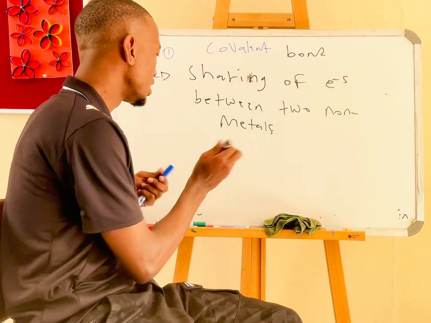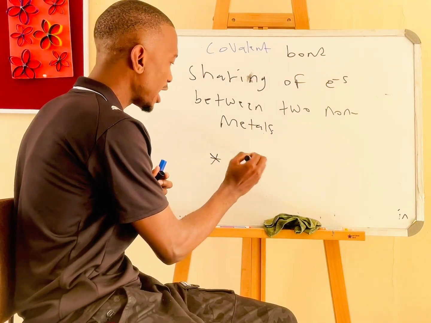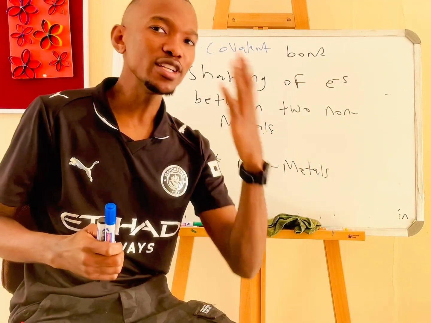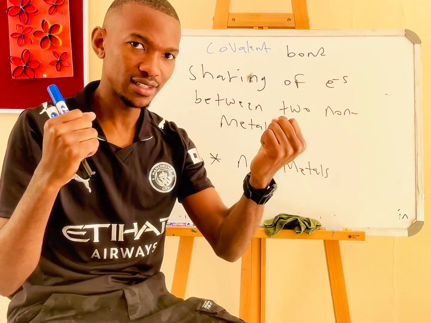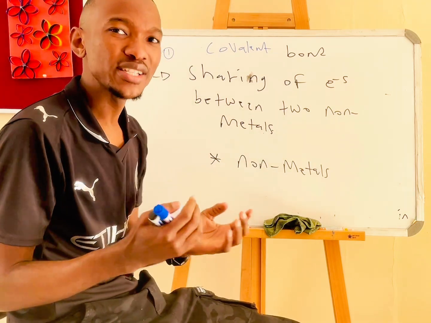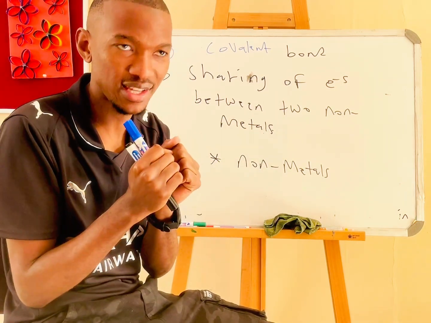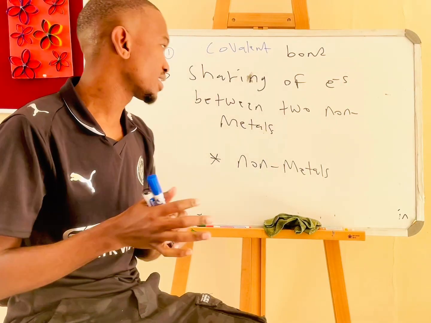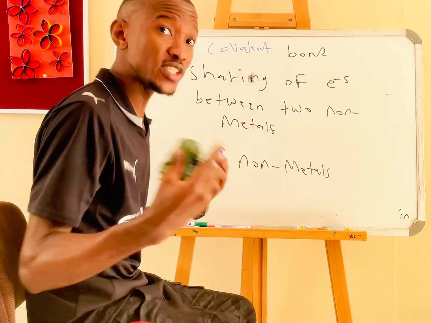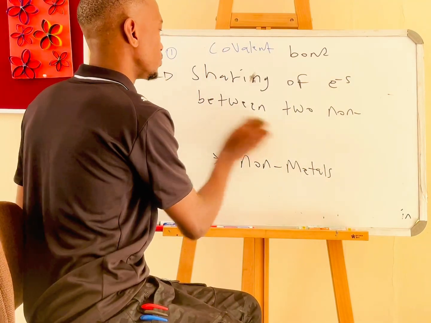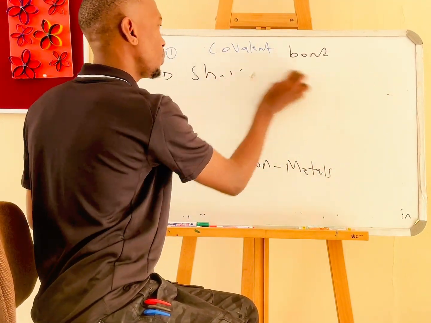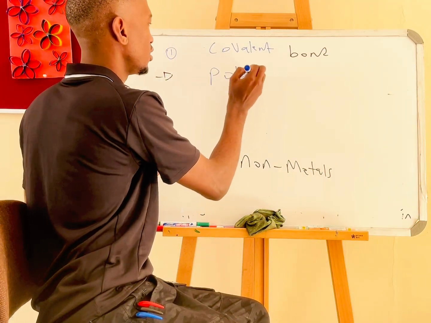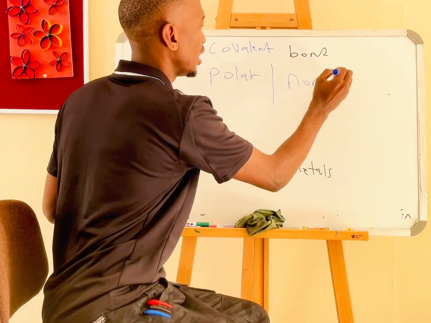So in a way, this one takes place between nonmetals. In an ionic bond, you have a metal and a non-metal. In a covalent bond, you must have two nonmetals combined together. They will definitely form a covalent bond. All right, good stuff. Now, we have two types of covalent bond that you guys must know. We have one polar and two non-polar.